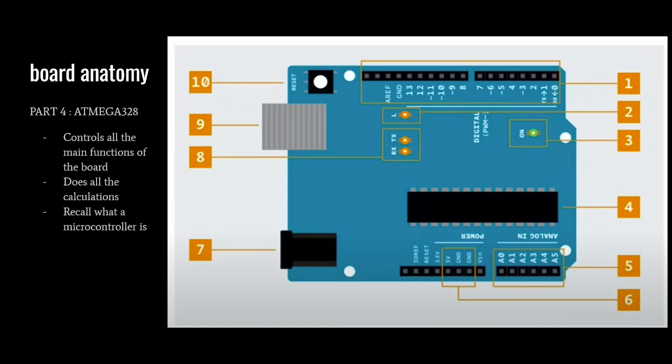Okay, remember what I told you about the microcontroller that's inside the Arduino? Well, that is your fourth thing, which is the ATmega328. This controls all of the main functions of the board. You can think of this as where most of the stuff goes on, right? And this does all the calculations, and yeah, if you remember what a microcontroller is, then great. It is basically that. So as you can tell, your whole board itself is not your microcontroller. Your microcontroller is just a tiny, teeny bit over there.